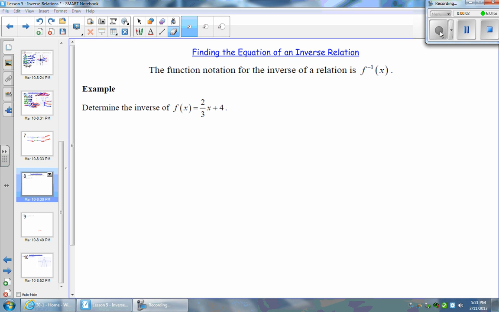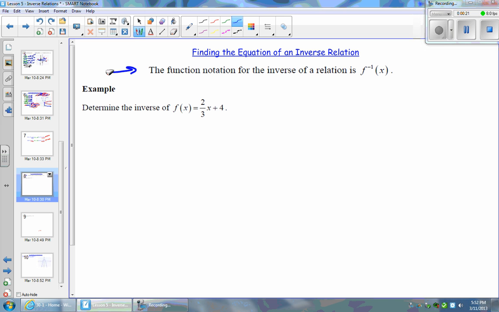All right, so in this lesson, I'm going to teach you how to find the equation of an inverse relation. So far we've been working a lot with graphing and domain and range and all that good stuff. So in this lesson, I want to focus primarily on finding the equation. Okay, so I want to start off with one statement up here, which is pretty important.